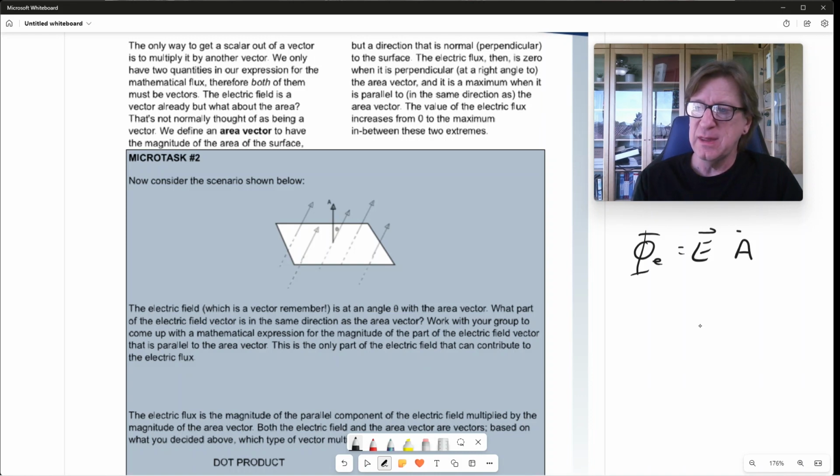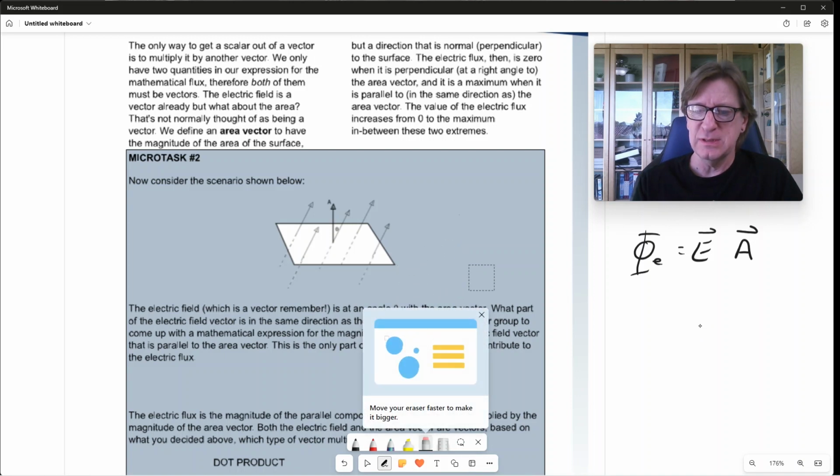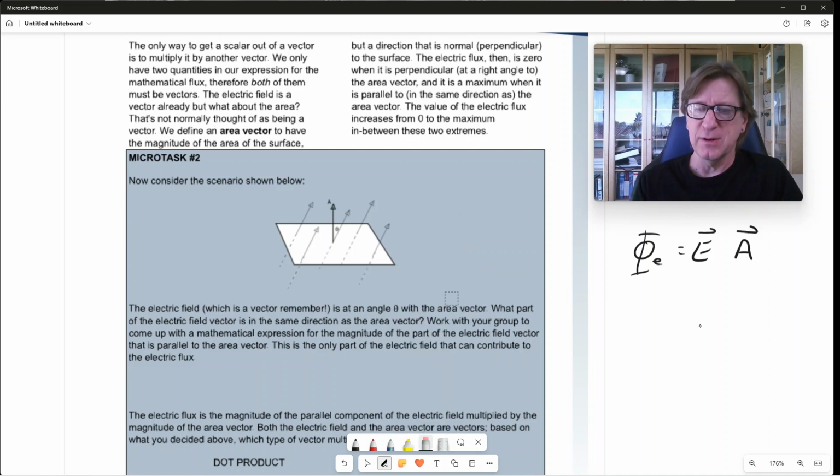So we're going to need this to be an area vector. All right, so here is my area vector. The area vector is defined to be perpendicular to the surface, always. So if I have, with my pen, a surface going down this way, then it's going to be perpendicular like that. All right? So it's always defined to be perpendicular. So now if I look at the electric field, let's say it's at some angle theta here, right? So the electric field is making some angle theta.